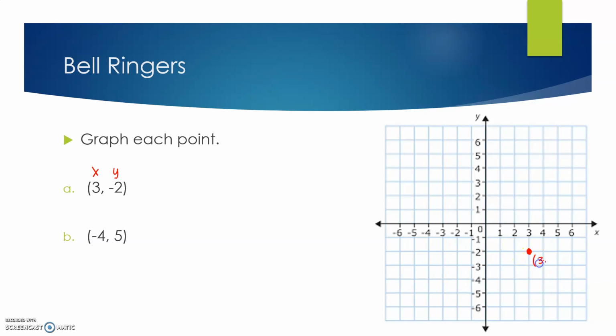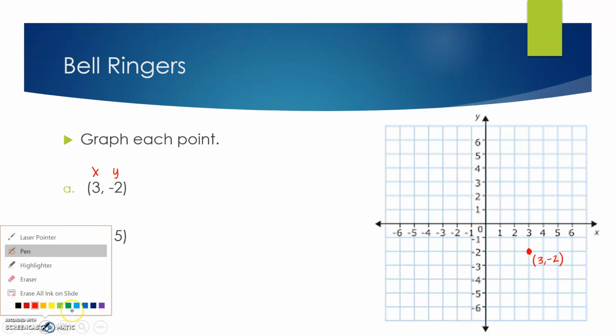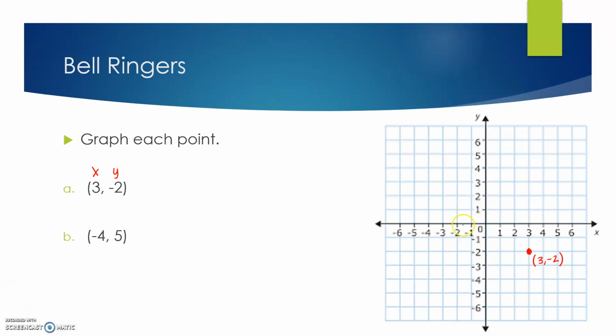I am going to put a label on it just so I know which one's which. For the second one, it would be -4, because I'm going -4 in the X direction and +5 in the Y direction. So -4, +5. And I'm putting my label. All right, so hopefully that's a pretty quick, easy review, but we do need to remember how to do this in order to be successful in our lesson today.